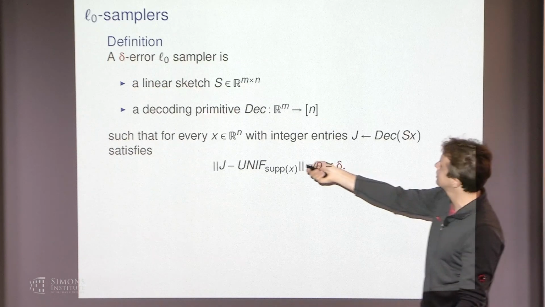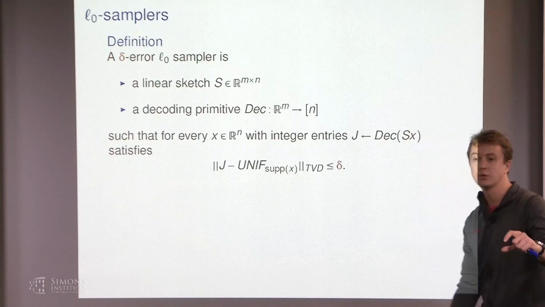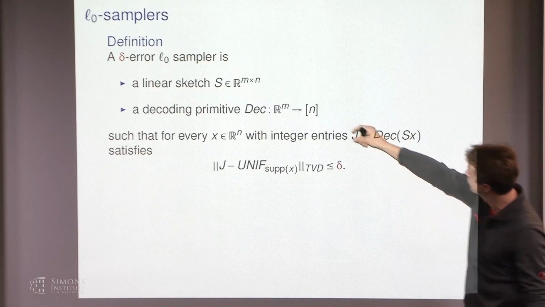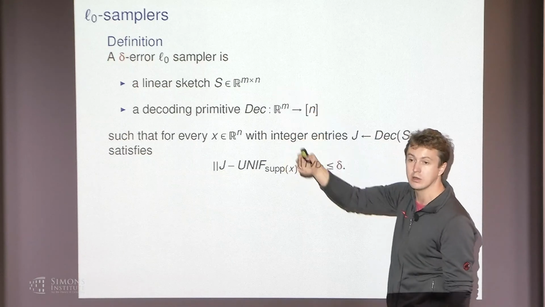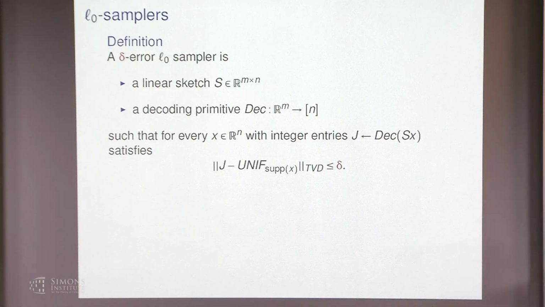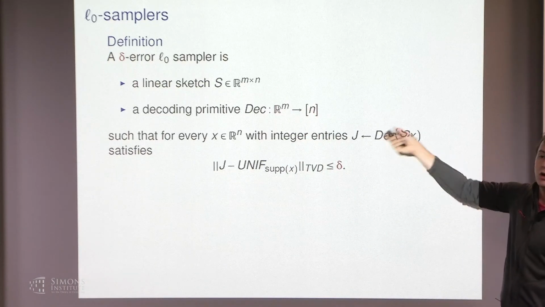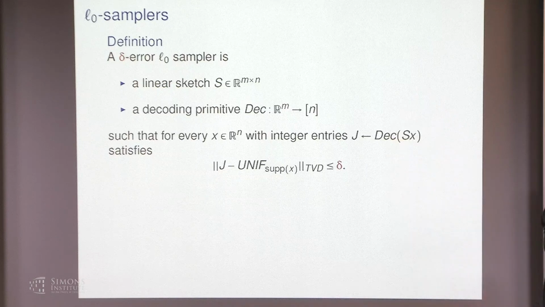And the sketch comes together with a decoding primitive. This decoding primitive takes vectors in small dimension m. Think of m as polylog, good compression. And the decoder spits out one element of the universe n. This is going to be the non-zero element of the support.